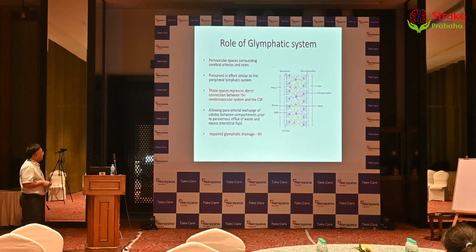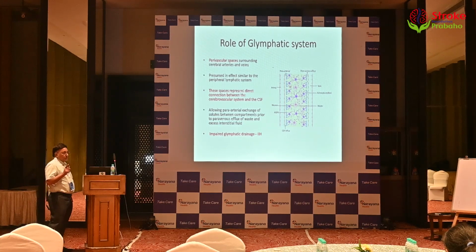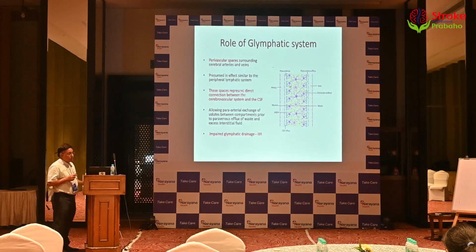Along the artery and the vein, there is a perivascular space. This perivascular space has a lymphatic system, and this space represents the direct connection between the cerebral vascular system and the CSF. We know that in the brain there was no lymphatic system; now they have discovered a lymphatic system. So if there is an impaired lymphatic system, there is decreased absorption of CSF, which may result in idiopathic intracranial hypertension.